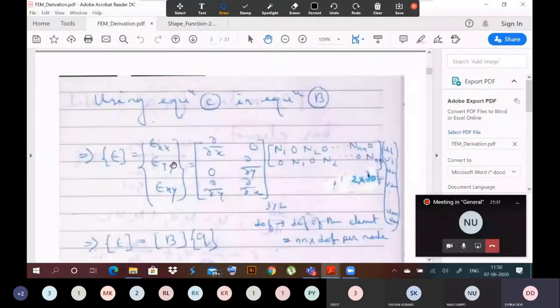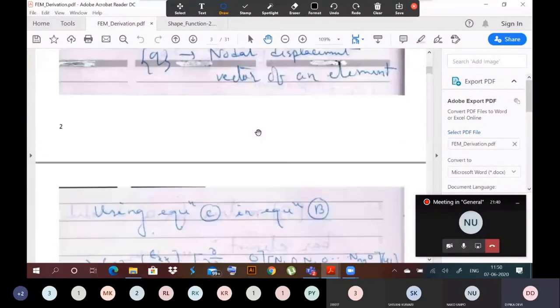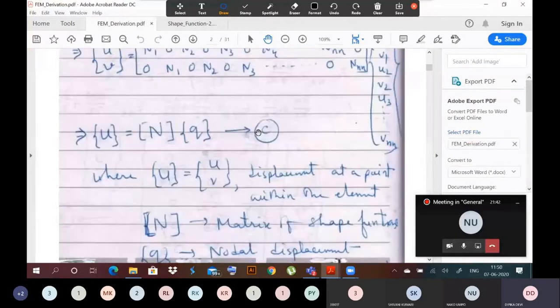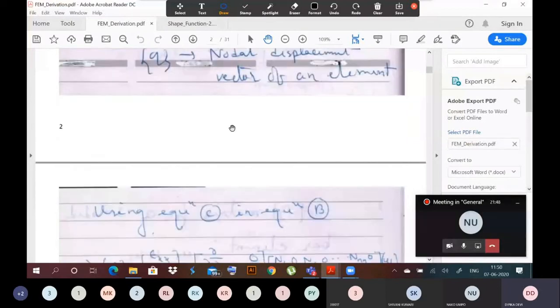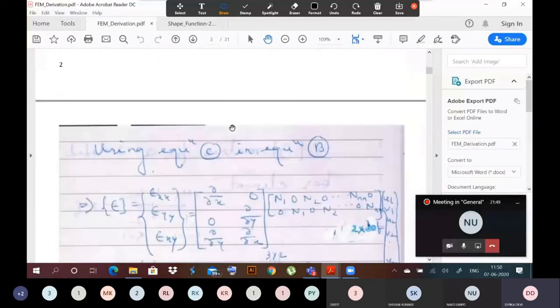So epsilon xx, epsilon yy, epsilon xy is equal to del by del x 0, 0, del by del y, del by del y, del by del x. Then this is the shape function matrix. Then this is the nodal displacement vector. Now if I multiply this, this can be determined. After multiplying this, we will see that this matrix will be the derivative of the shape function.